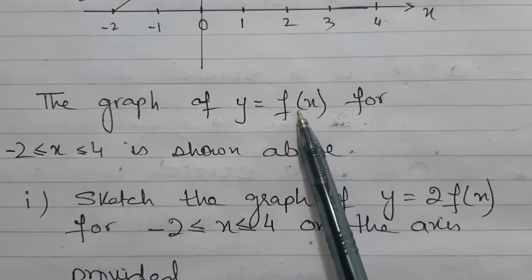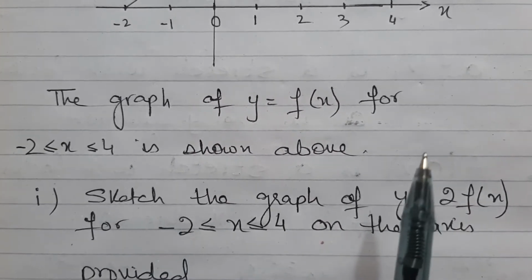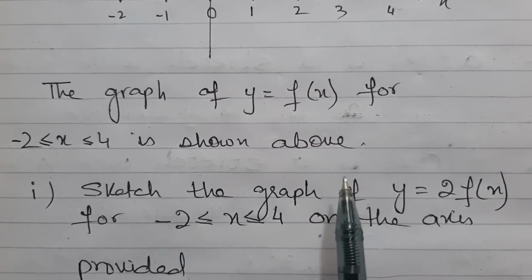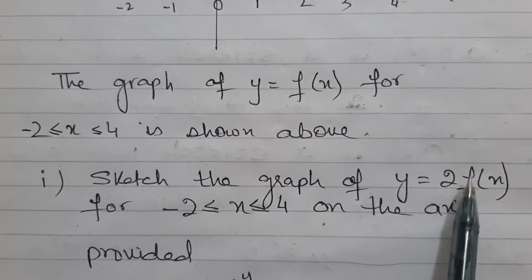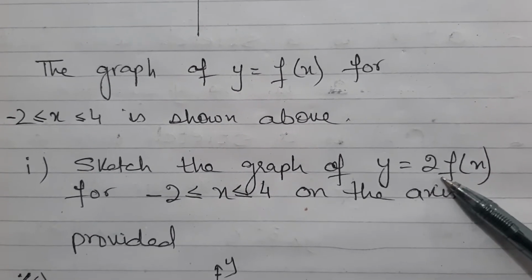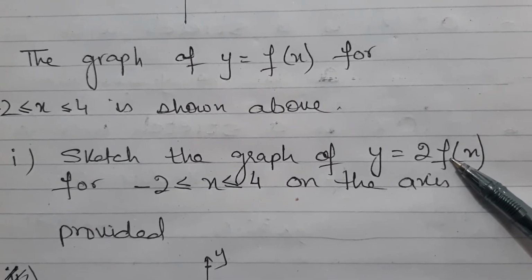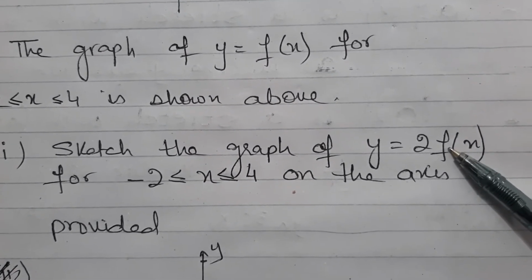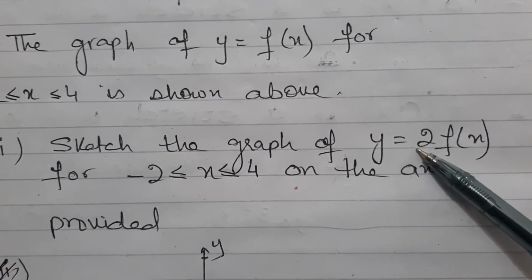So this graph which is given here, I just have to sketch, not actually plot. Plotting, you understand? You take the points, you make a table and then you plot it. For sketching, you only work on the key points. So what do you remember? What did I tell you about 2 f of x? Because now I'm multiplying. Do you remember what we did? We multiplied all the y coordinates of the points by this number. So in this case, it is 2.